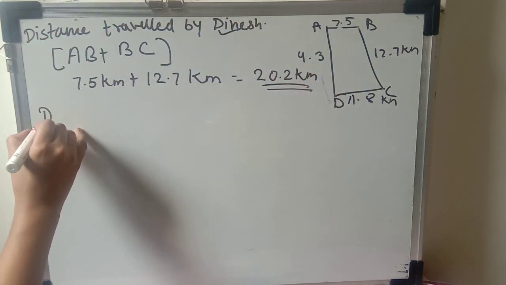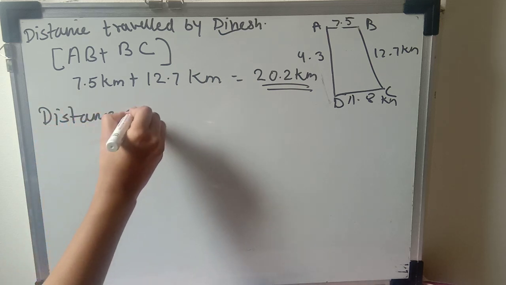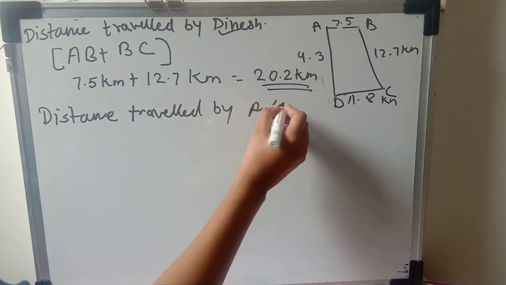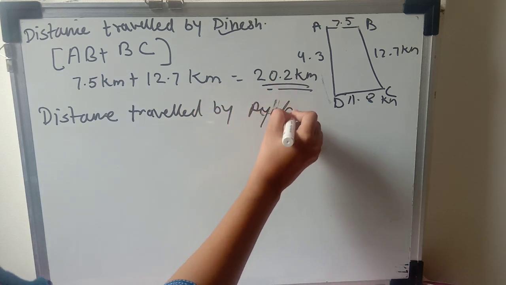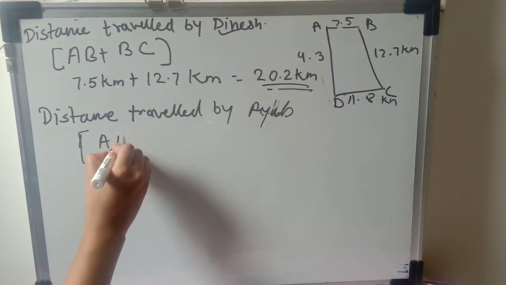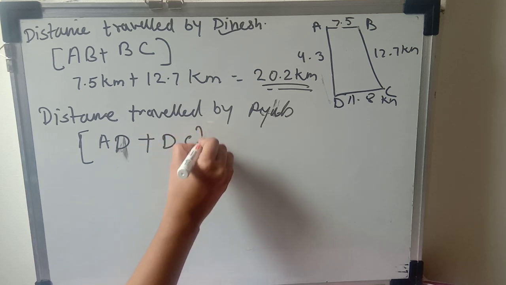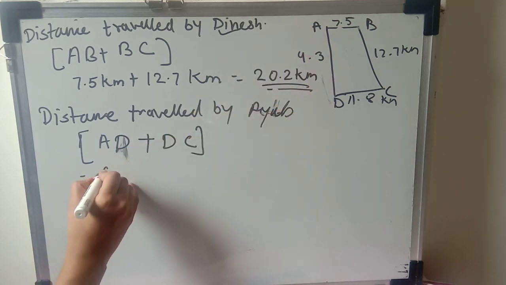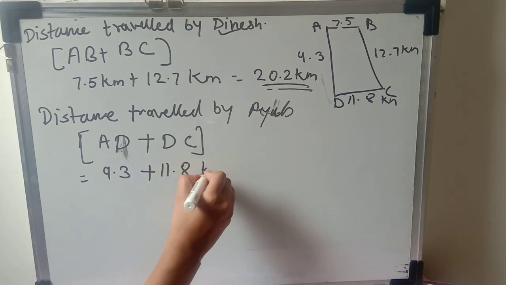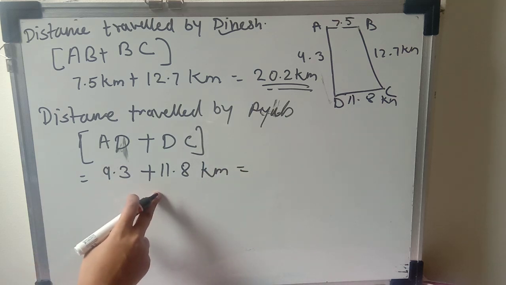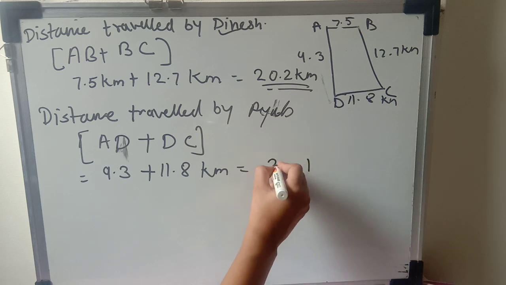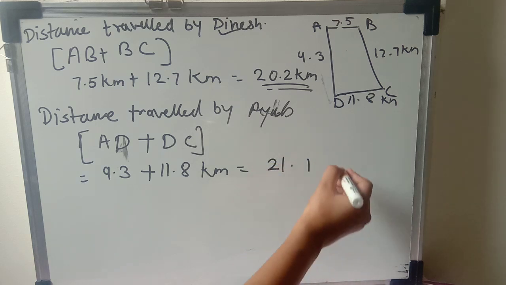Okay, now let's find out the total distance traveled by Ayub. Where did Ayub start? That is point A to D. So here in brackets, AD plus DC. What is the distance from A to D? That is 9.3 plus 11.8 km. If I add this, I will get 3 plus 8 is equal to 11, and the answer is 21.1 kilometers.